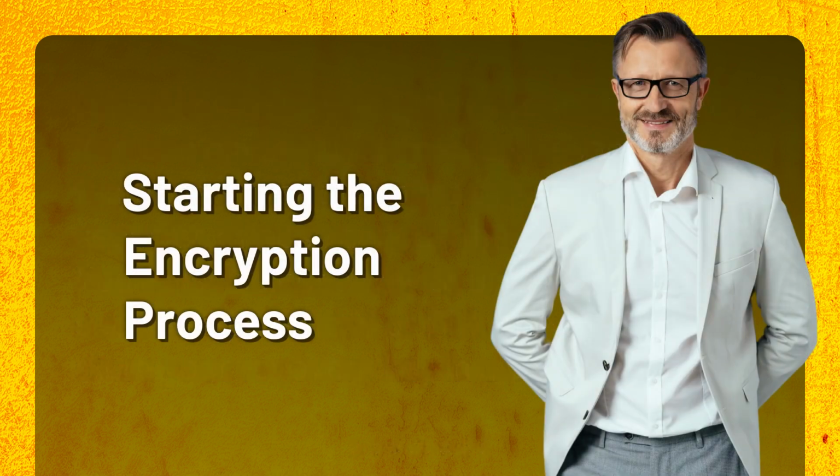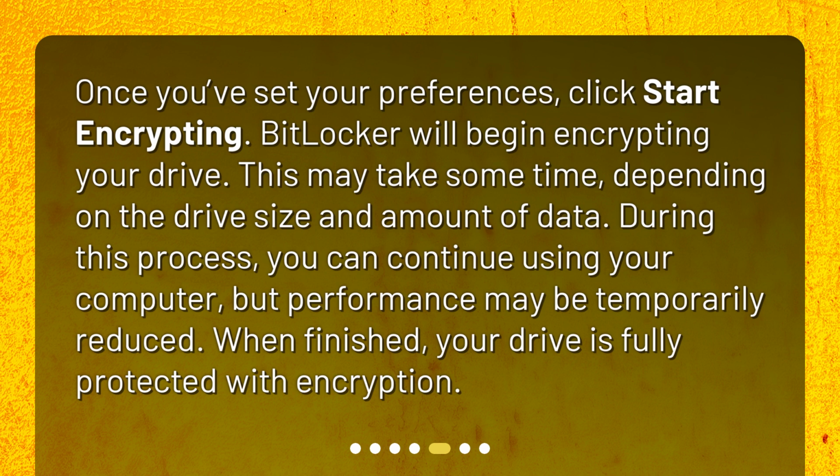Starting the encryption process. Once you've set your preferences, click Start Encrypting. BitLocker will begin encrypting your drive. This may take some time, depending on the drive size and amount of data. During this process, you can continue using your computer, but performance may be temporarily reduced. When finished, your drive is fully protected with encryption.